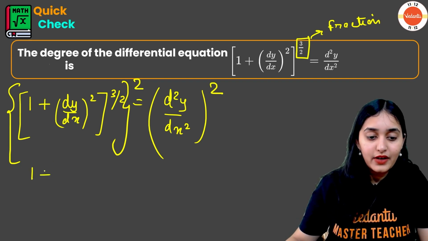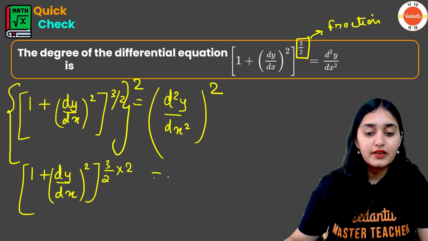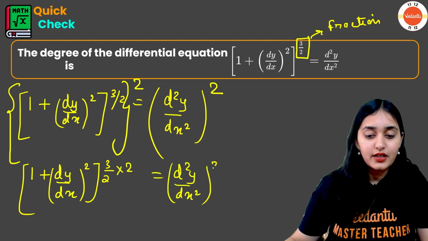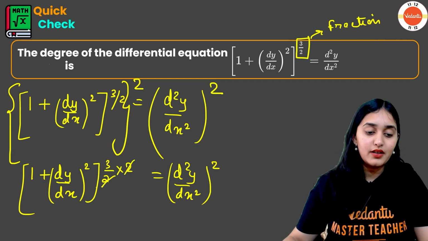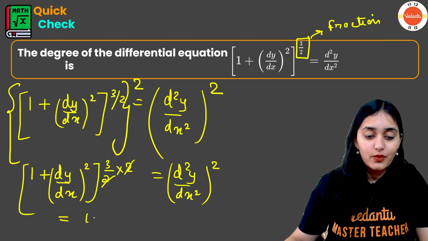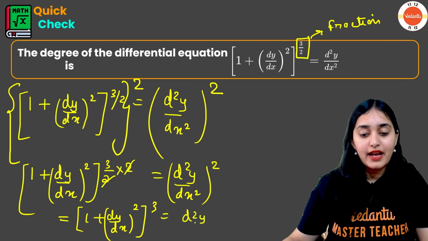So this will become 1 plus dy by dx whole square to the power of 3 by 2 into 2, is equal to d square y by dx square whole to the power 2. So here the 2 gets cancelled. Now the power is a whole number. So this becomes 1 plus dy by dx whole square to the power 3 is equal to d square y by dx square to the power 2.